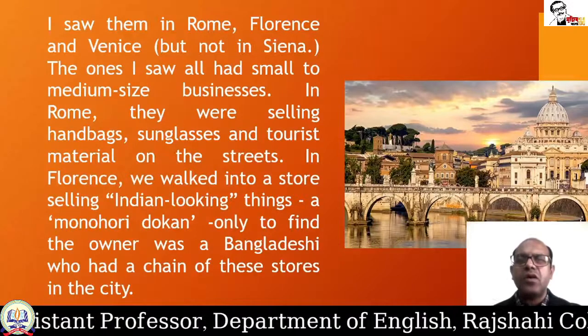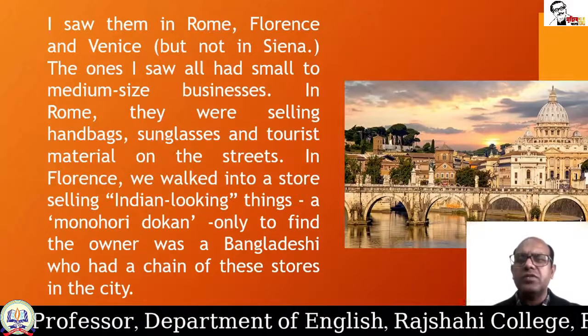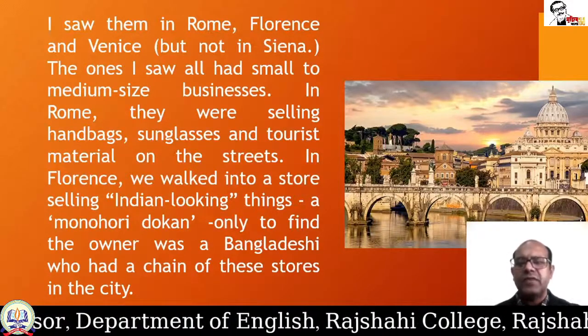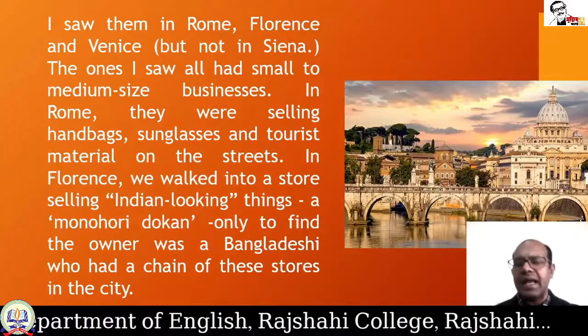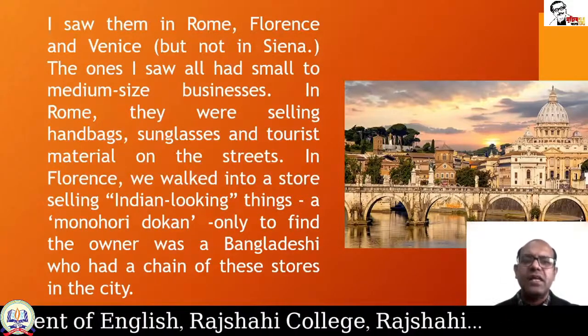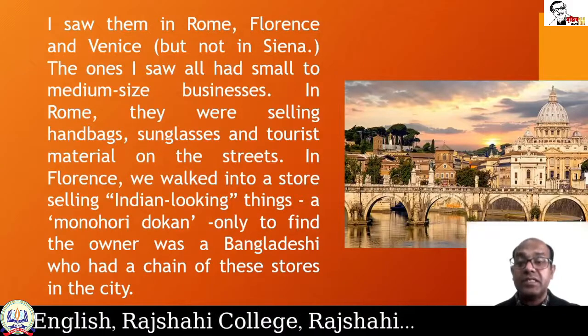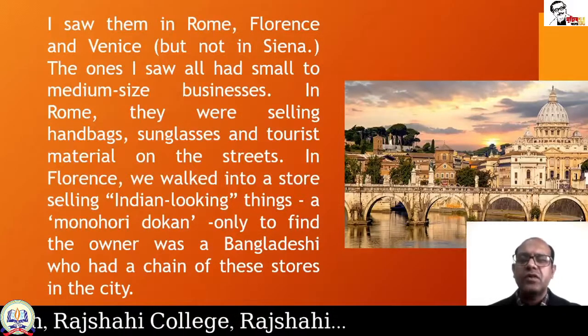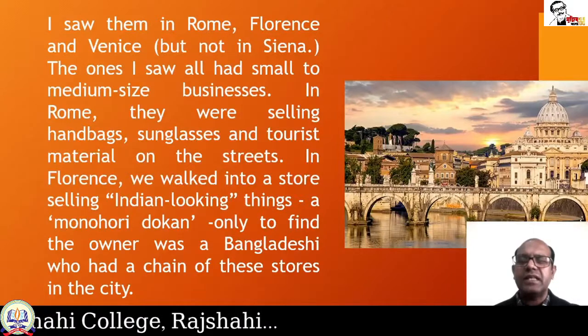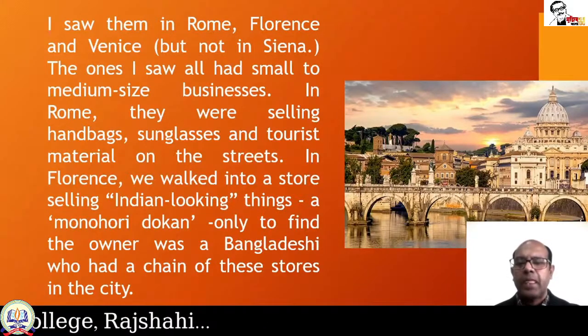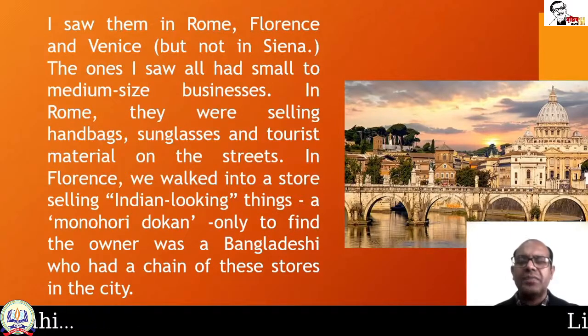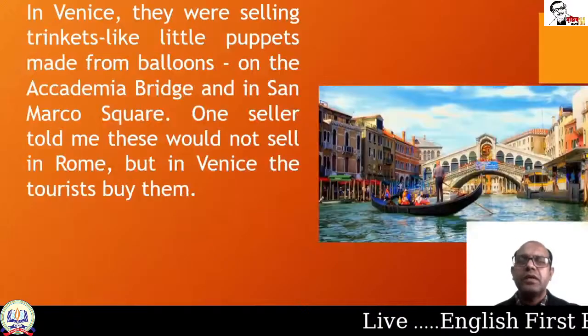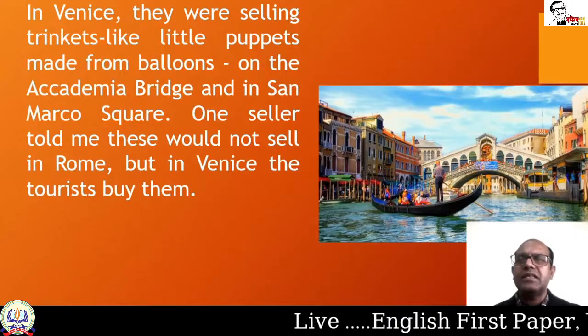And the ones I saw all had small to medium sized businesses. In Rome, they were selling handbags, sunglasses, and tourist material on the streets. In Florence, we walked into a store selling Indian looking things, a Manohari Dokan, only to find the owner was a Bangladeshi who had a chain of these stores in the city. In Venice, they were selling trinkets.